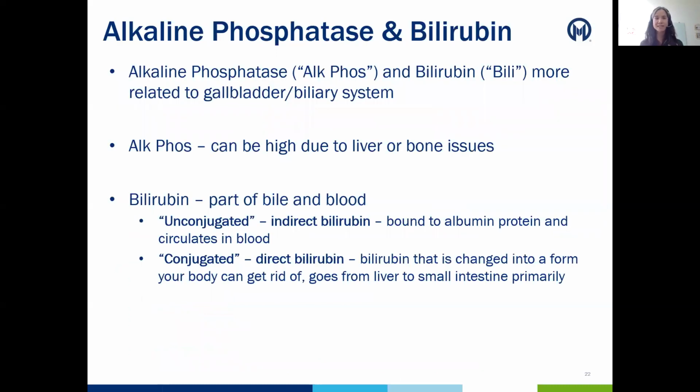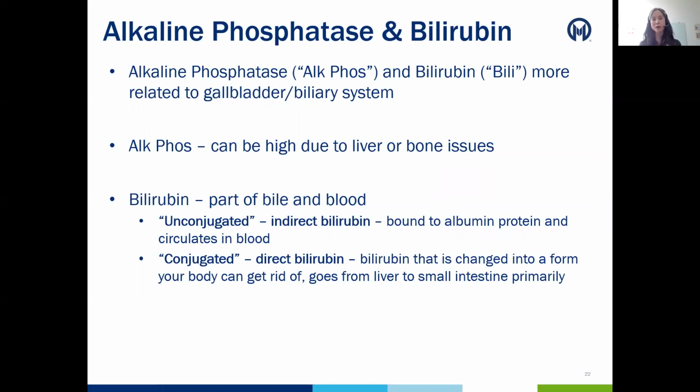Alkaline phosphatase and bilirubin can be high due to liver, gallbladder, or other issues as well. So ALK-Phos can be high due to liver or bone issues primarily. And there is a way to separate out the ALK-Phos to see if it's looking more like a bone-related issue versus a liver-related issue. That does require a separate test, but it helps us figure out what type of further testing we should get beyond just the initial ALK-Phos test.